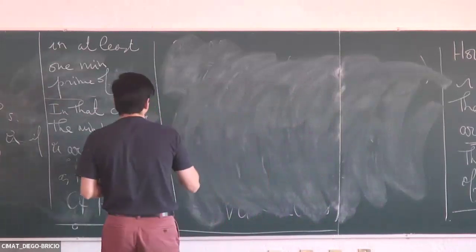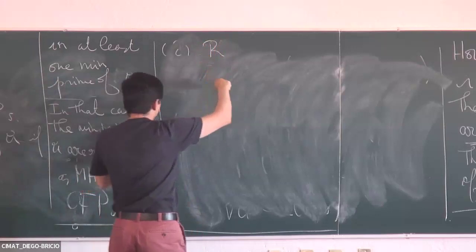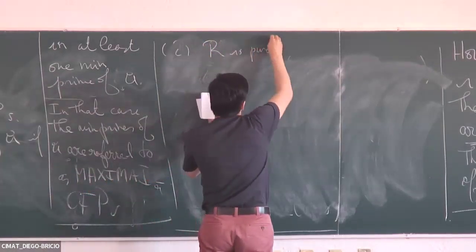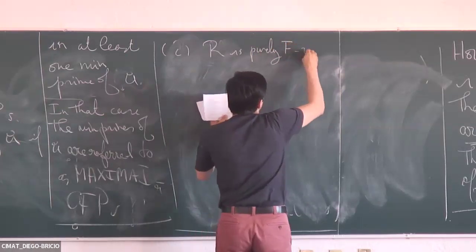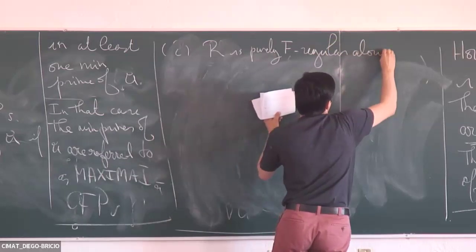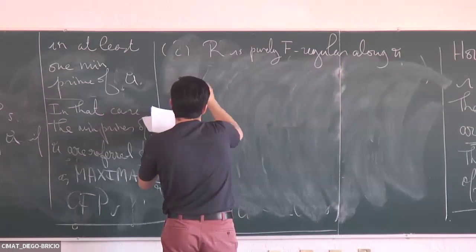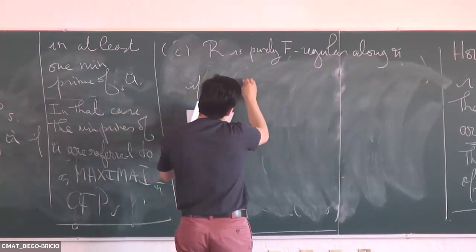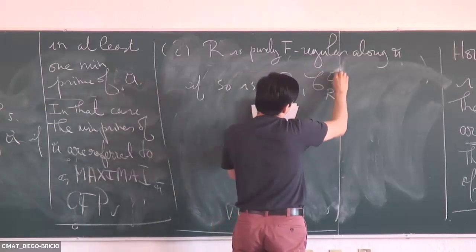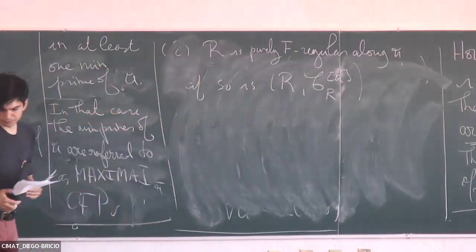So what is this? C, R itself, people say this R is purely F regular along A, and what they mean is that if so is the pair R, C, R, A. Okay.